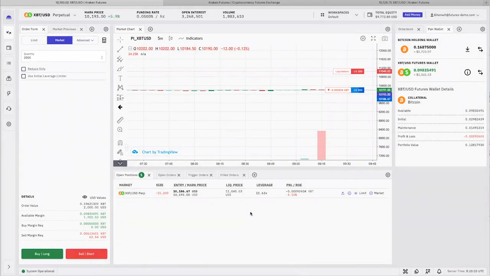Because margin times leverage equals notional value. So if we increase the margin, which we just did, the leverage will go down because the notional value stays the same.